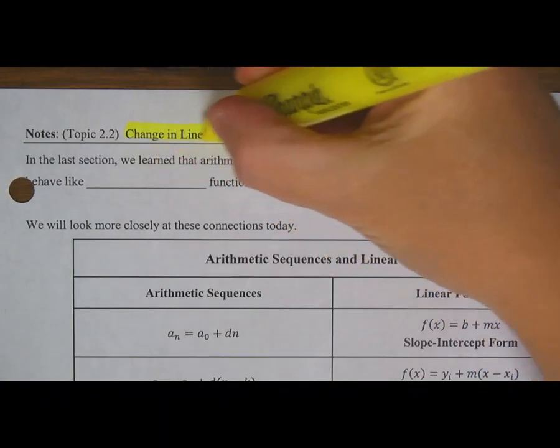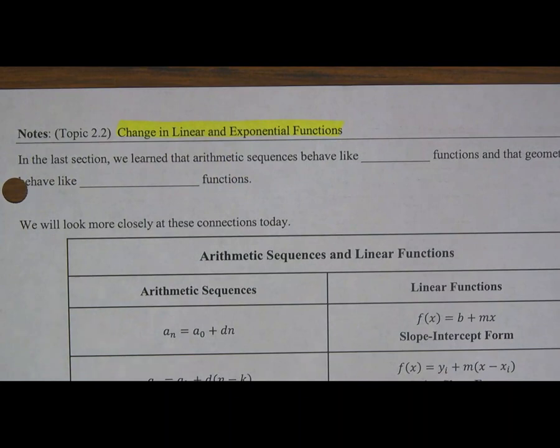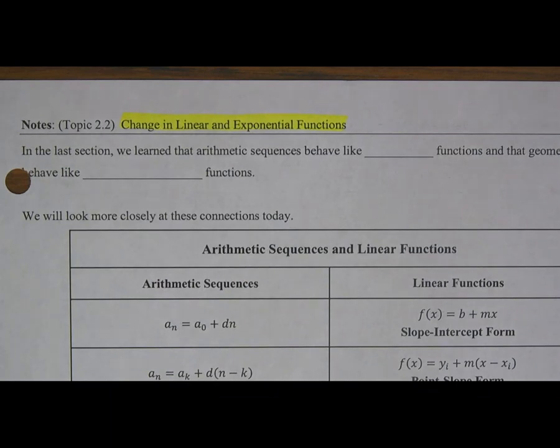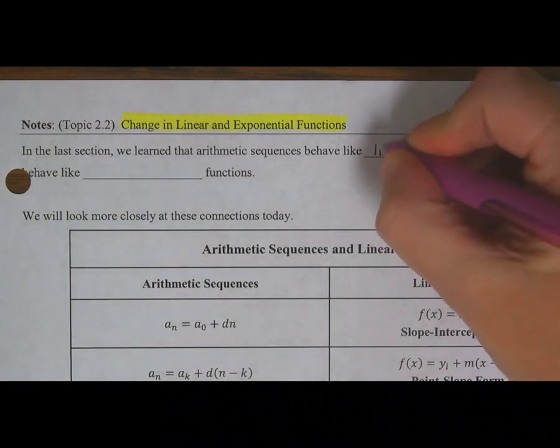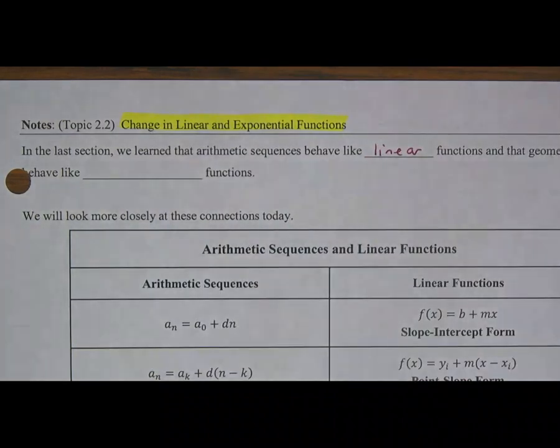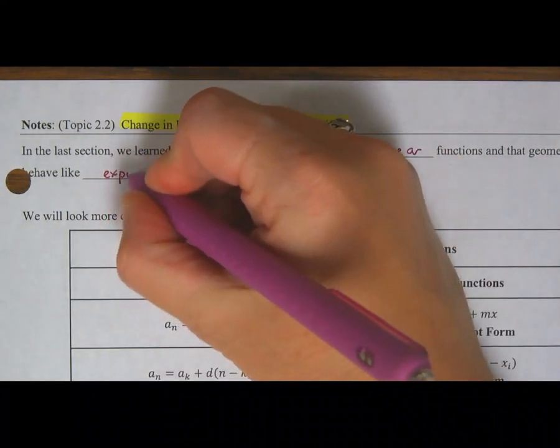So we're still talking about linear and exponential functions. That ties into arithmetic and geometric sequences. Okay, so this isn't anything completely new. It's very much like 2.1. In the last section, we learned that arithmetic sequences behave like linear functions, and geometric sequences behave like exponential functions.